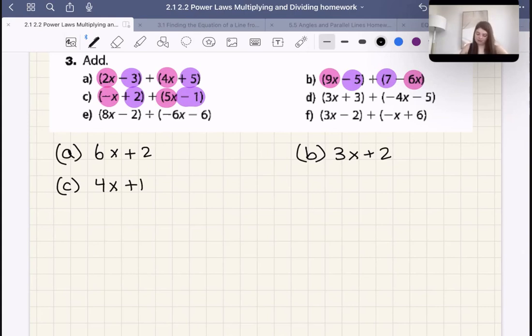Okay, the next one, D, is, let's see, what are our like terms here? Well, 3x and negative 4x are like terms, and so are 3 and negative 5. So 3x minus 4x is negative x, and 3 minus 5 is negative 2. Very good.